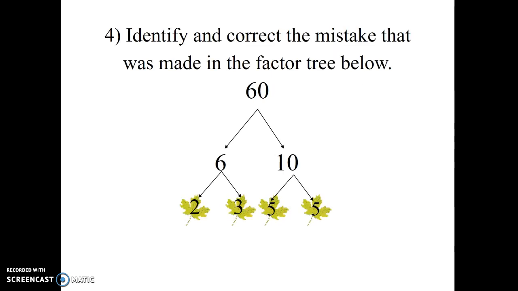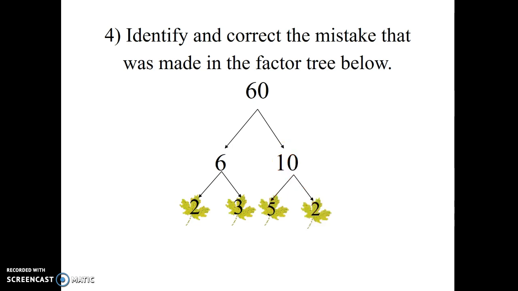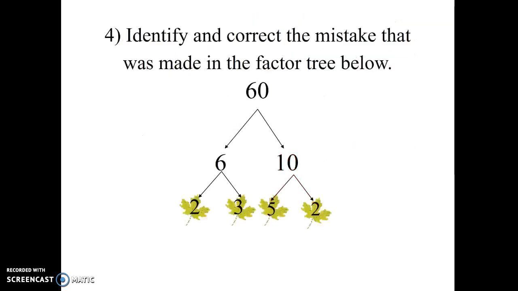This one has a mistake. Pause, figure out the mistake, and then correct it. Okay, let's check your work. You might have noticed that we're fine on this side of the tree, but 10 is not 5 times 5. Factoring implies multiplication, not addition, so that should have been 5 times 2, which would give you 2, 3, 5, and 2 as your prime factors.